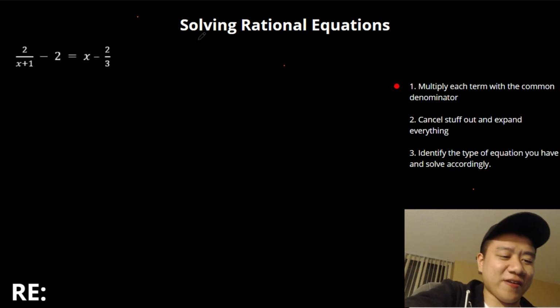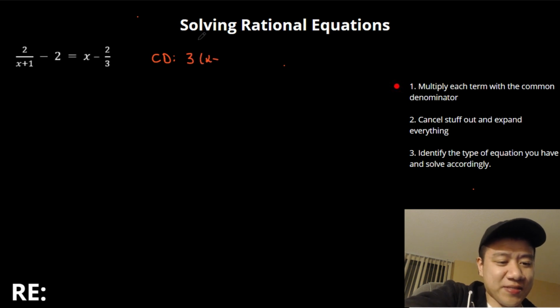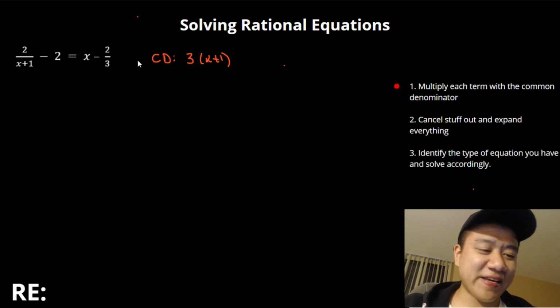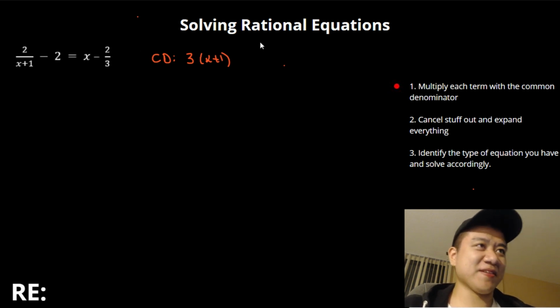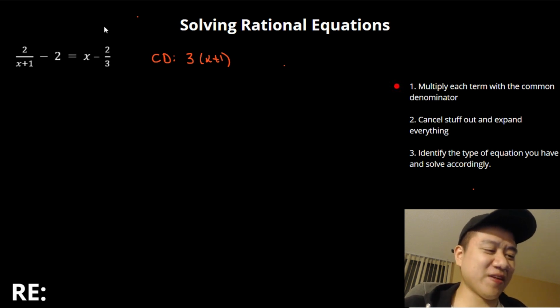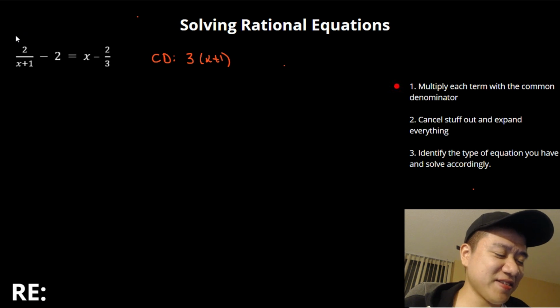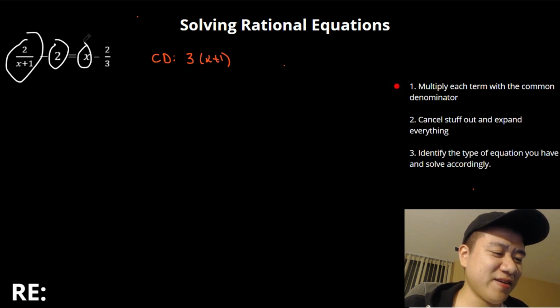So I'm going to write it out over here. Our common denominator in this case is 3 times x plus 1. Sweet. So now all we do is multiply each and every term we have here with this guy. What we mean by terms is any group of numbers that are separated by subtraction or addition signs. In this case, circling them over here, these guys are separated by subtraction signs.